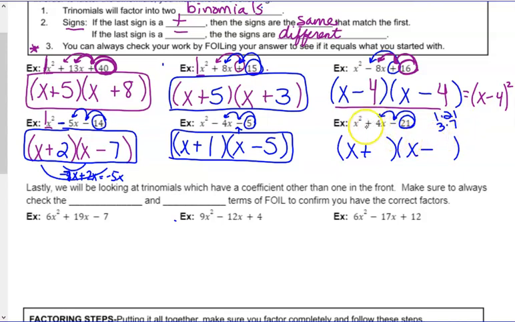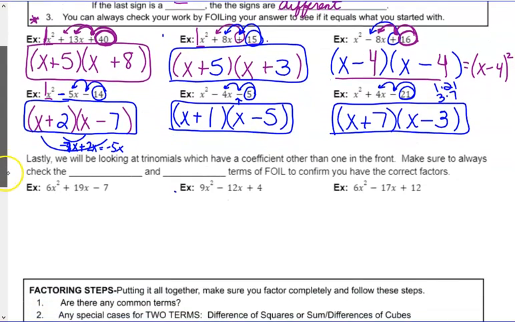Now, what do I need this time? I need a +4, so I need a positive, the larger number, +7 minus 3 to give me that +4. And these are your two factors. Okay. All right, very good.